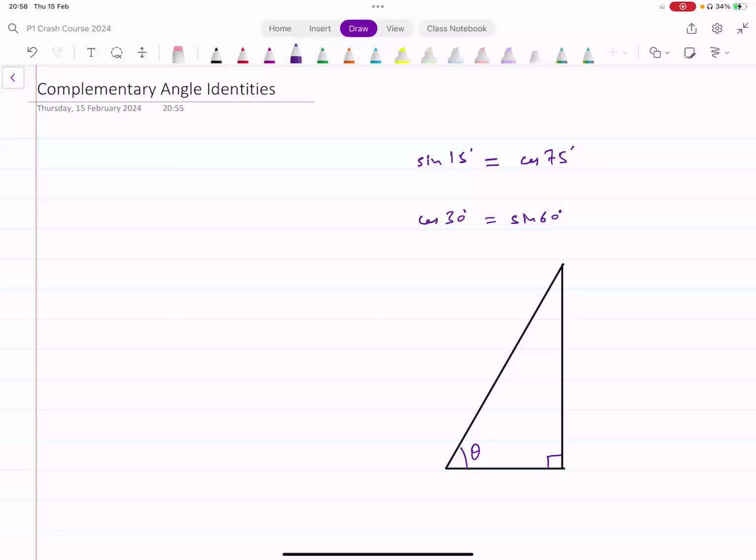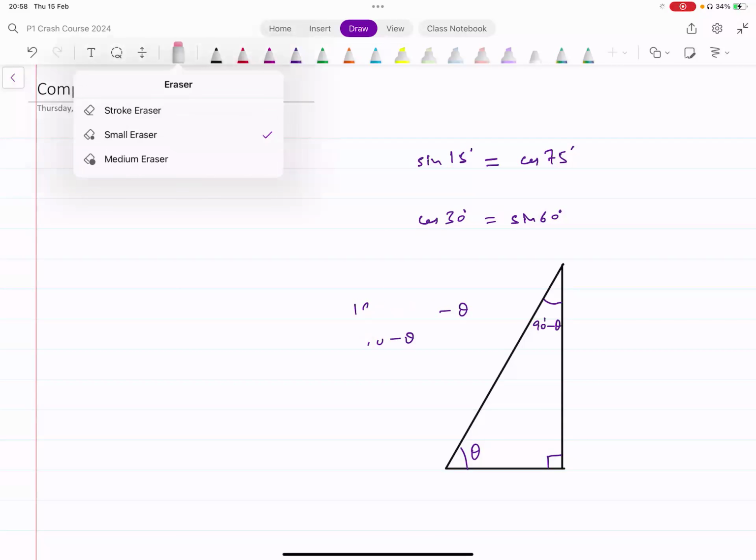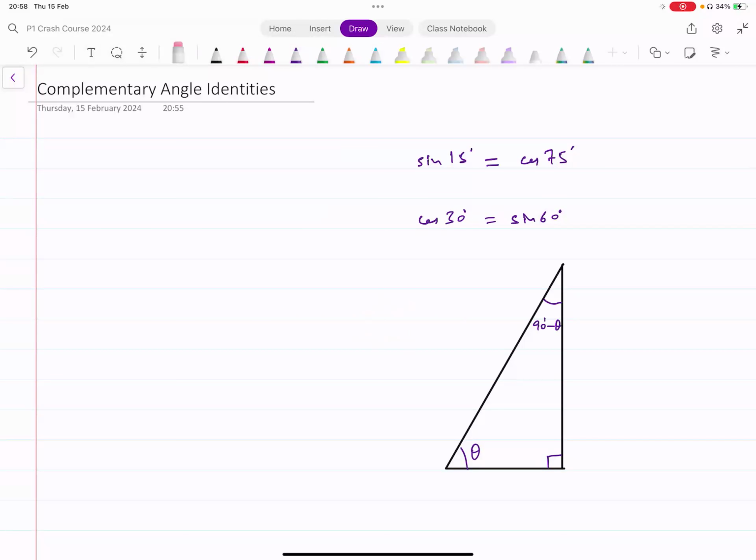If this is theta, can we say anything about that other angle? The sum of all angles in a triangle is 180. So we subtract 90 and theta from 180. What does that leave us with? 90 minus theta. So the angle that you see on top there is 90 minus theta. Now, let me call this side A, this side B and this side C.